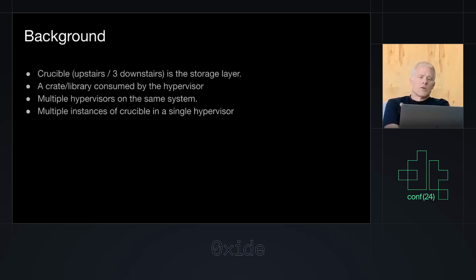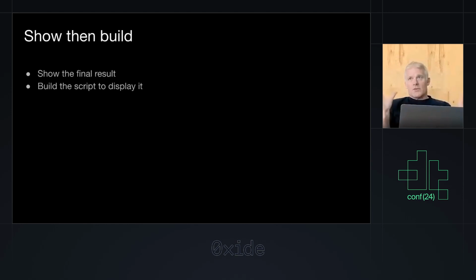A little bit of background to help you understand some of this. Crucible is a storage layer. It consists of an upstairs and three downstairs. It's a crate, a library, consumed by our hypervisor, Propolis. And we can have multiple hypervisors running in the same system, and multiple instances of Crucible inside a single hypervisor. So that sets the stage for what I want.